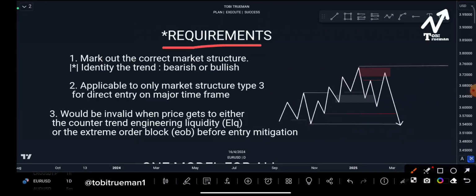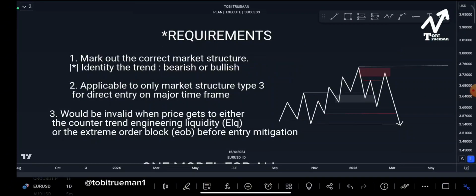There are just some things you have to take note of. The first thing is that you have to mark out your correct market structure. When you have done that, you'll be able to identify the trend, whether the trend is bearish or bullish. Okay, so then this is applicable to only market structure type 3 for direct entry or major time frame.